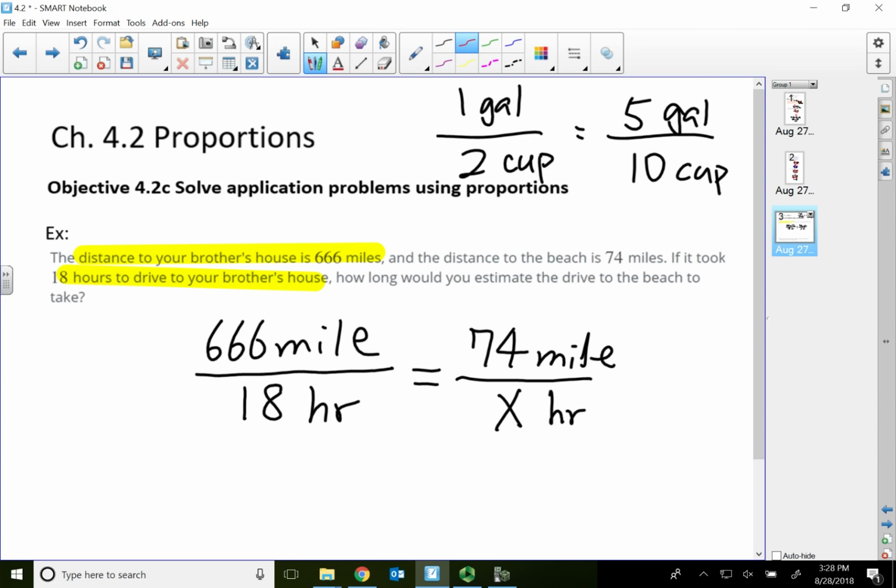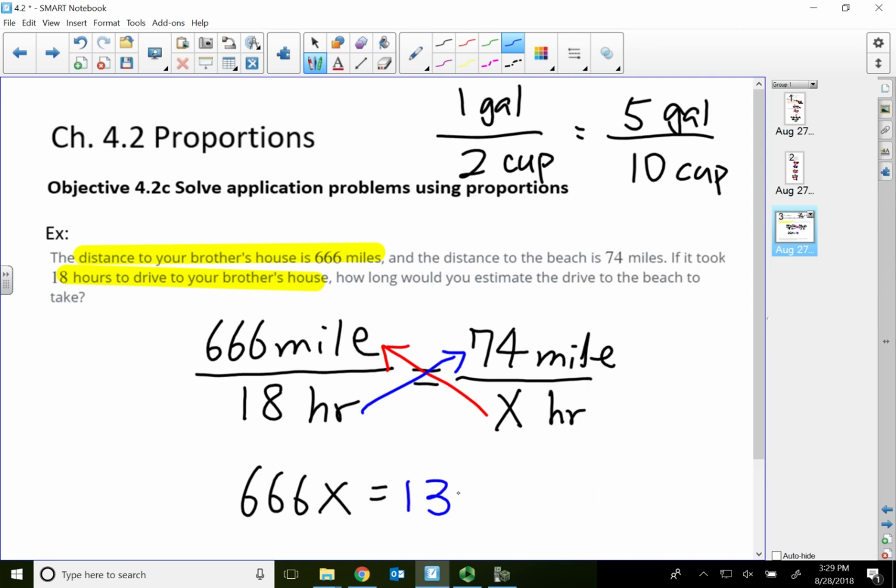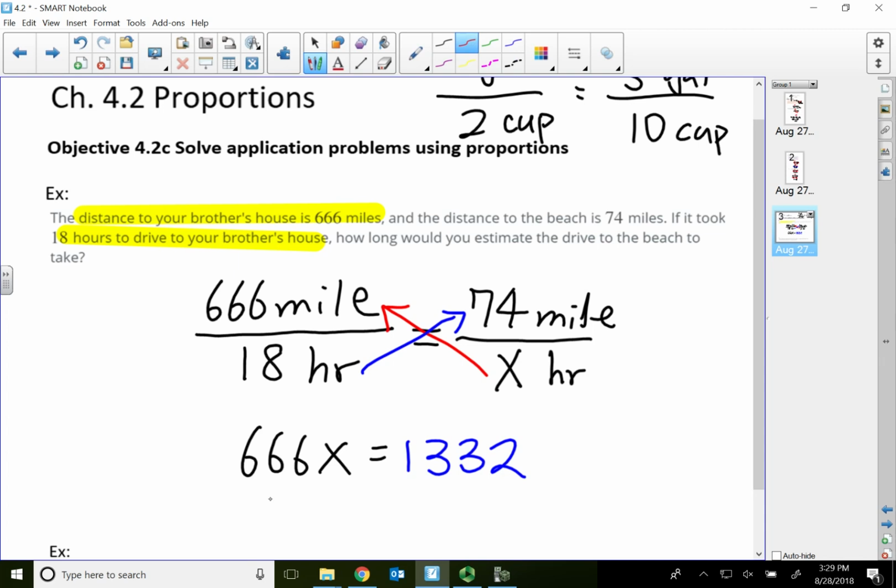So now I can just set it up as proportion or using cross product. X times 666, 666X. Set it equal to 18 times 74. Let me do that in the calculator real quick. 18 times 74. That will give me 1332. Now, to get x by itself, we will divide both sides by 666.